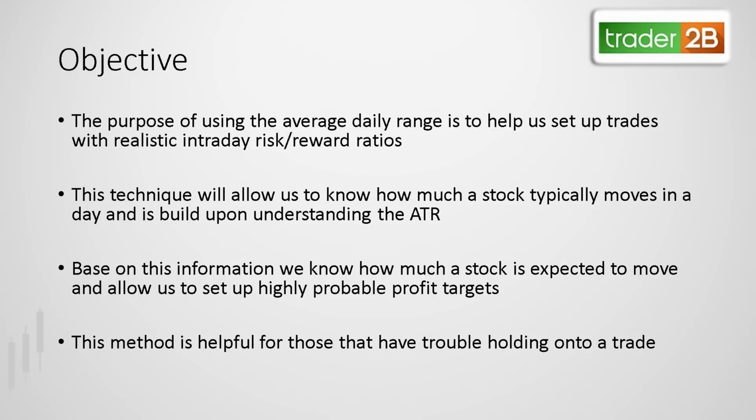The ATR is the average true range, which essentially calculates the volatility of a stock on a particular day. The difference here with the average daily range is that we're going to take the ATR and multiply that by several days. So in this case, we're going to use 5 days. And from that, we're going to average out the 5 days volatility to give us an average daily volatility. Based on this information, we will know how much a stock is expected to move, and this will allow us to set up highly probable profit targets.